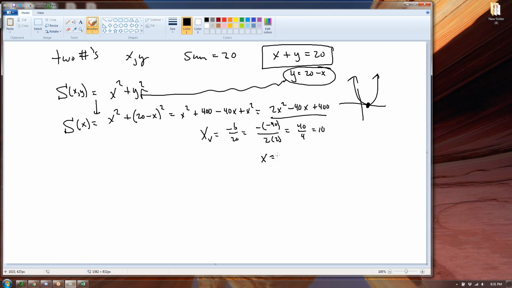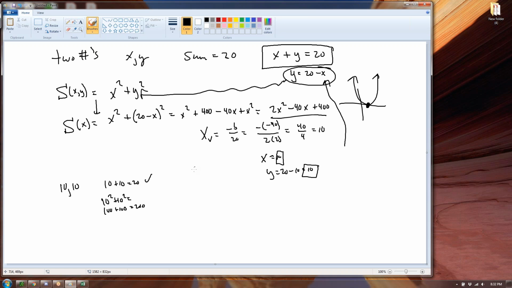So if you know one number is 10, how do we find the other number? Use the constraint. y is 20 minus 10, which is also 10. Cool. 10 and 10. Those are our numbers. They are the same. Let's test that out. If 10 and 10 are our numbers, we know that 10 plus 10 is 20. Check. What if we squared them both? 10 squared and 10 squared. That would be 100 plus 100. That would be 200. Cool.